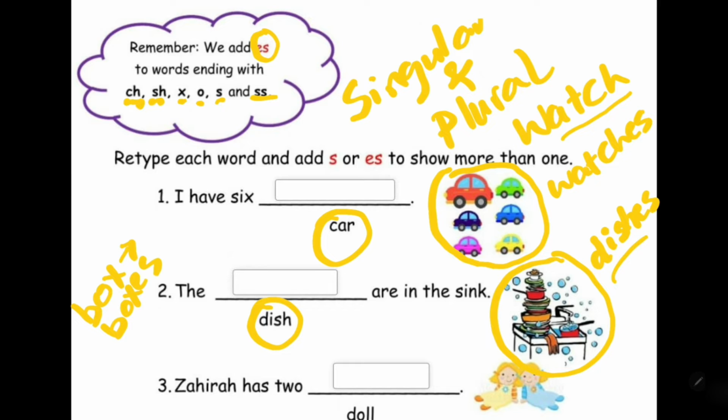Yes. Now coming to o. Tell me some words you know that end with o. Buffalo, potato. So when we change to many, what are we going to write? Tomato, potato. So es. We add es at the end.